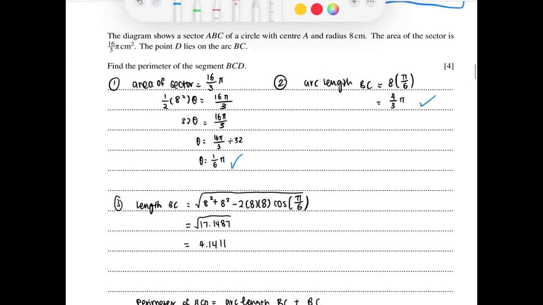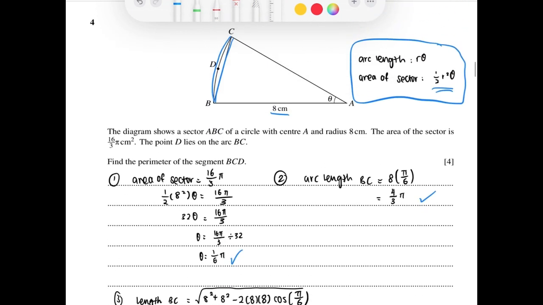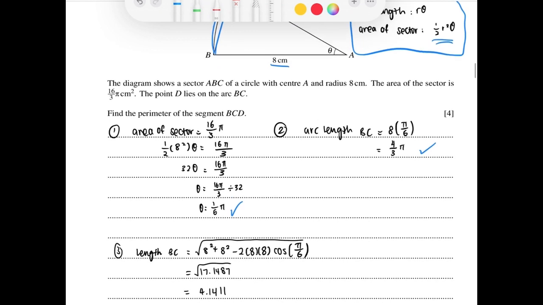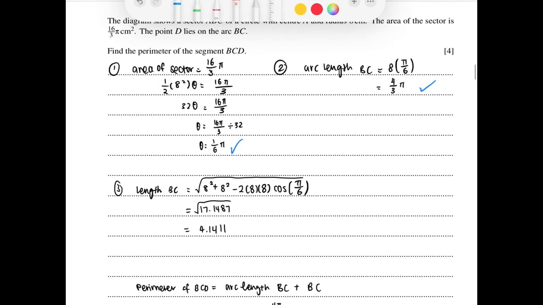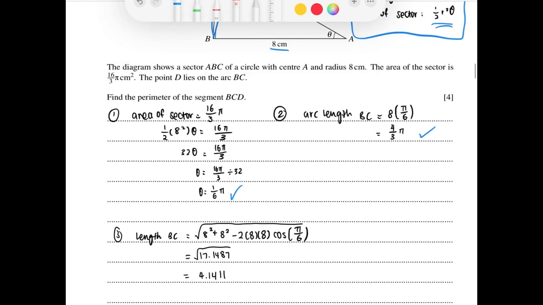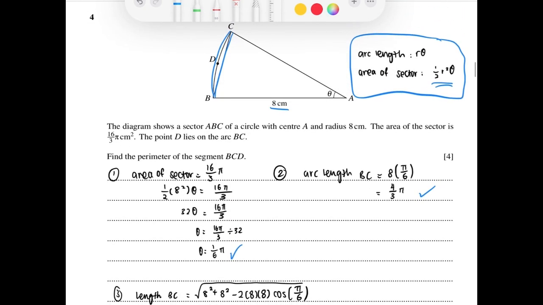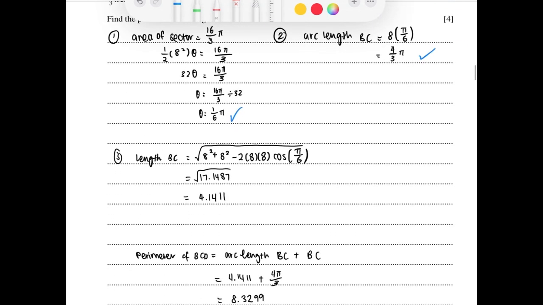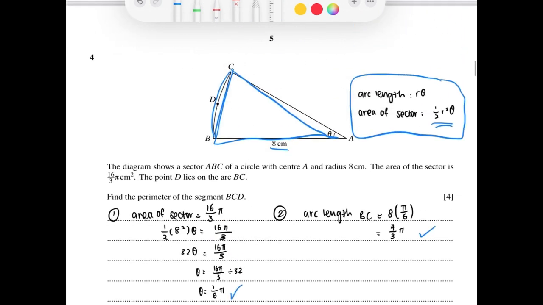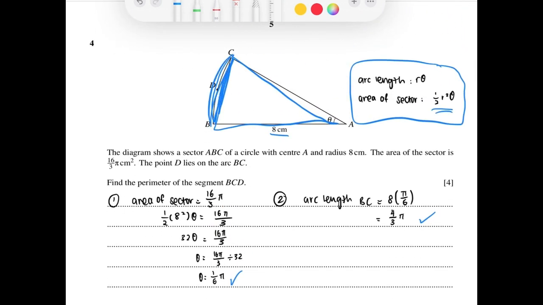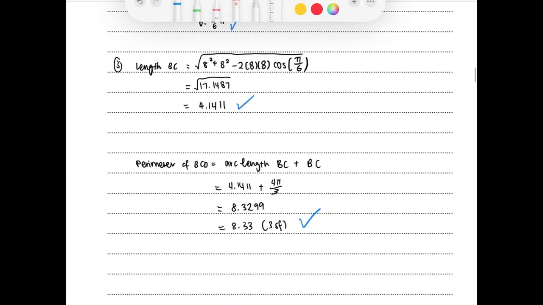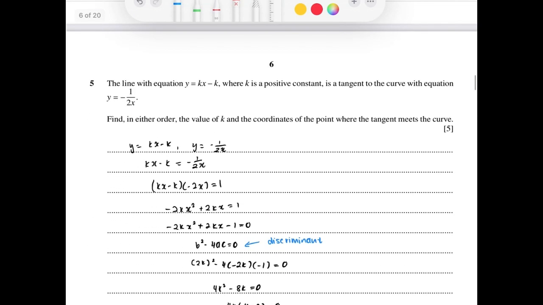And then for the length BC, I used the cosine rule, so that's a² = b² + c² - 2bc cos θ, and that's what I found because this is a triangle. Then I just added it all up together because I just want this part and this part, right? I found length BC, I found arc BC, and that's what I want. So perimeter, there you go.